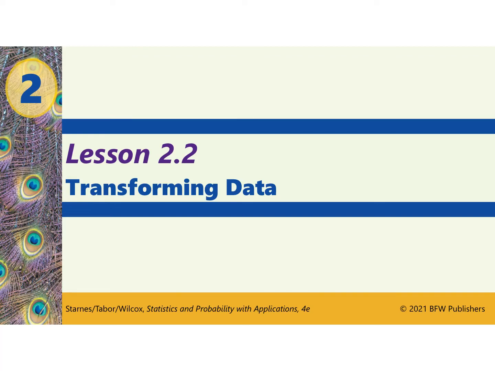Lesson 2.2 is on transforming data. We looked at our heights of the class and we converted them all to centimeters. And the question was, what happens to the summary statistics if I change all of our data values to centimeters instead of inches? What we noticed was they all got multiplied by 2.54, the conversion factor.